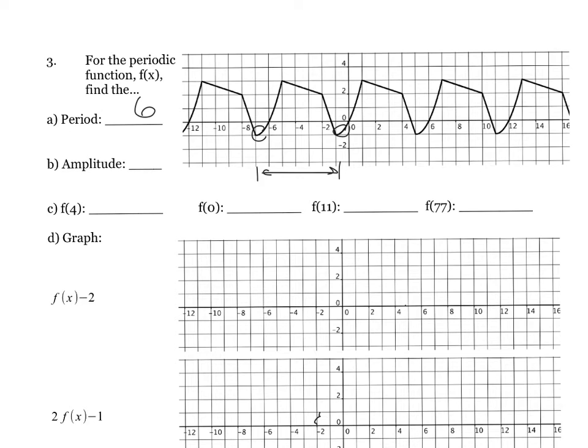Amplitude. Now we're looking at this vertical height. For some reason where I put the pen and where it draws a line don't seem to be lining up too well. So the total height there is 4. And we're going to divide that by 2 to get an amplitude of 2.